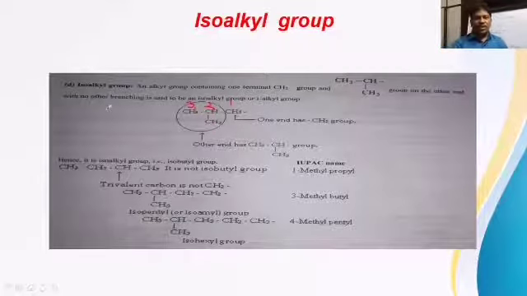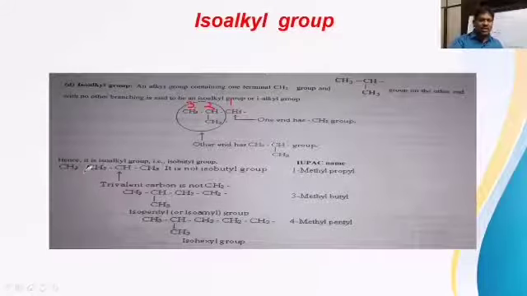So what is the condition? To behave like an isoalkyl group, any alkyl group should contain, at one end, CH2 and at the other end this group, which is called the isopropyl group. At one end the isopropyl group should be there, and at the other end the CH2 bond should be there. Then only it is called an isoalkyl group. It is an isoalkyl group because both conditions are fulfilled in this case, and it is called the isobutyl group.